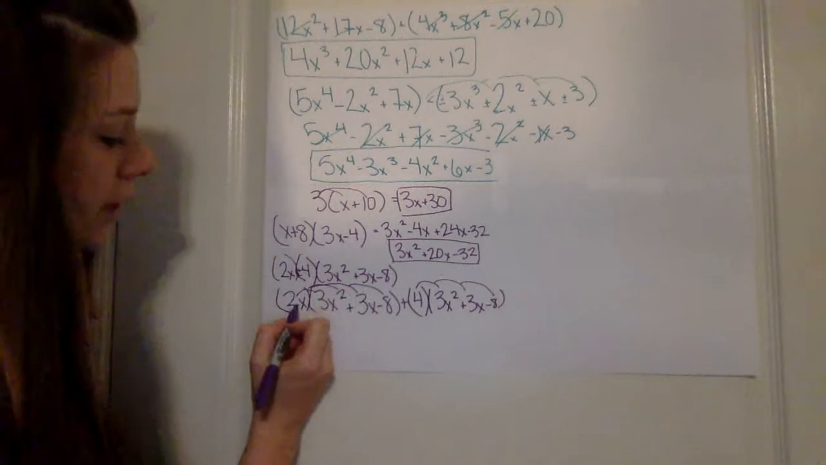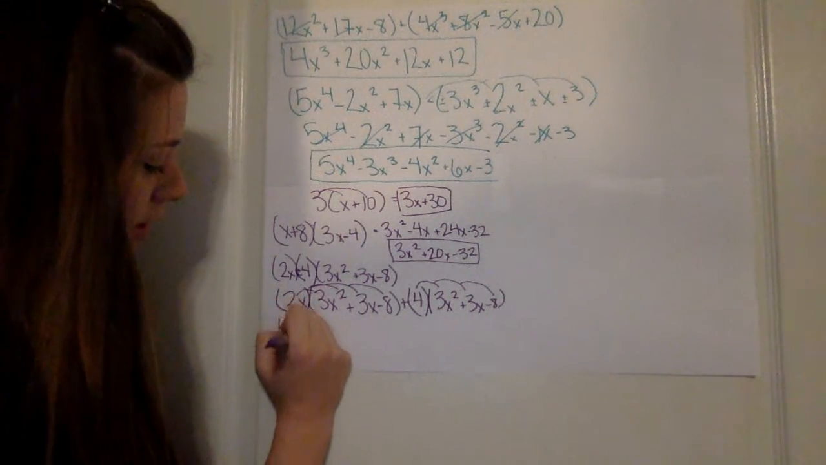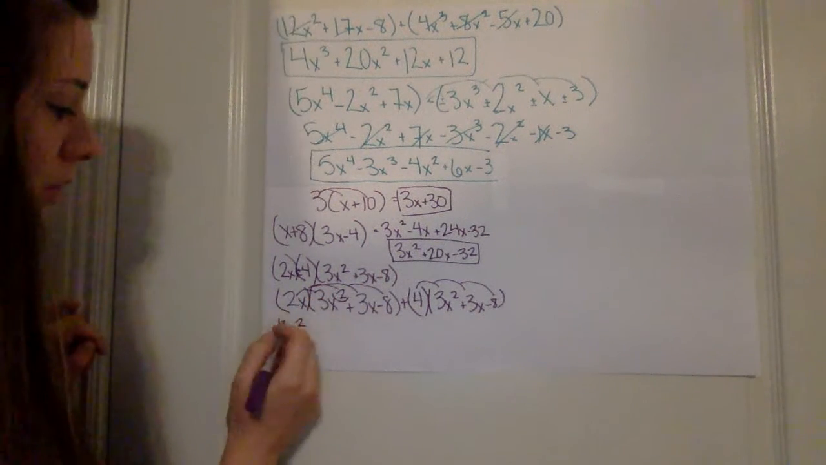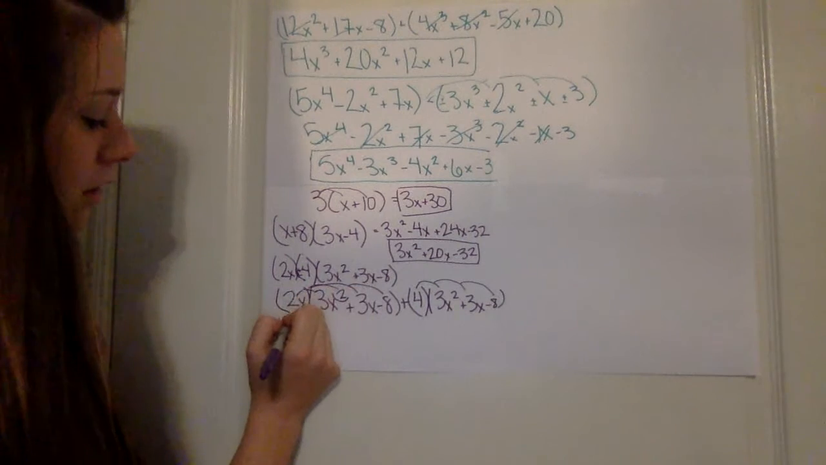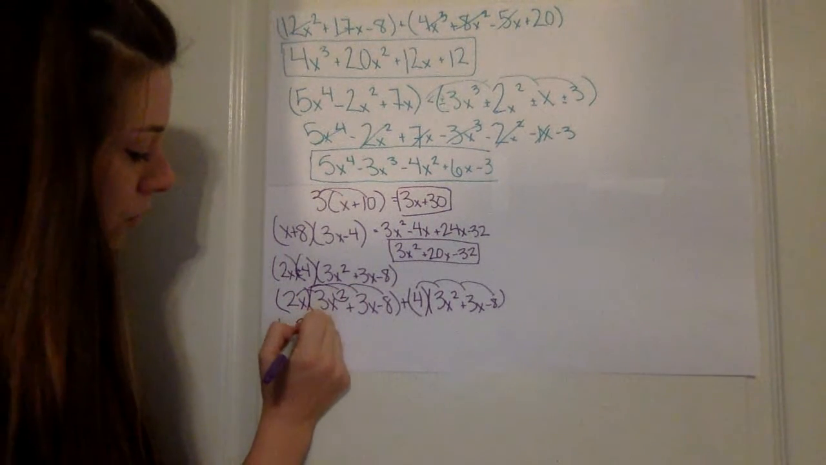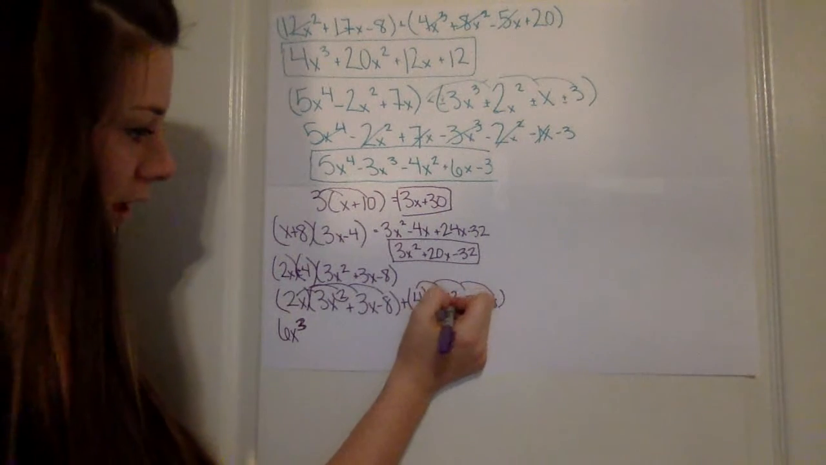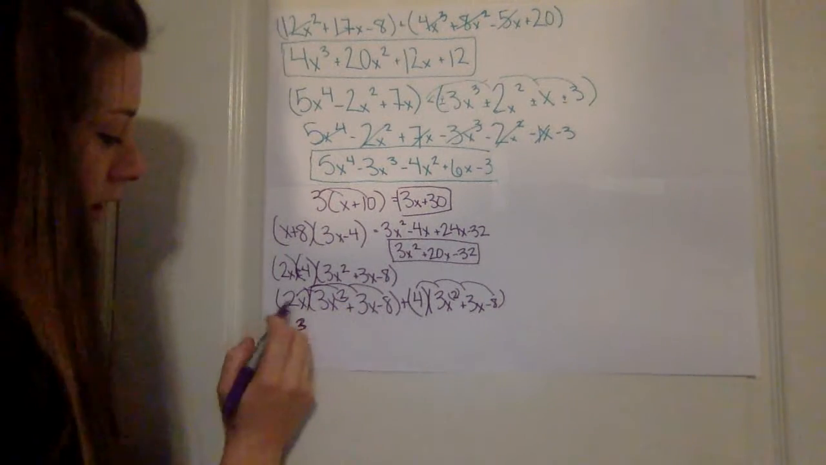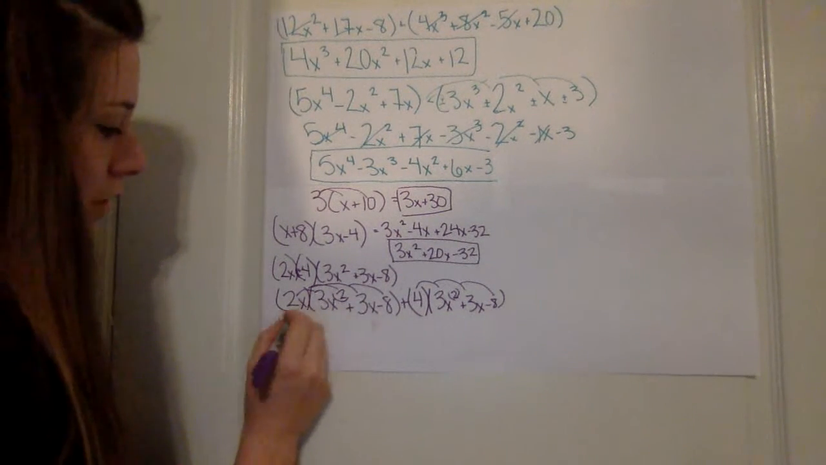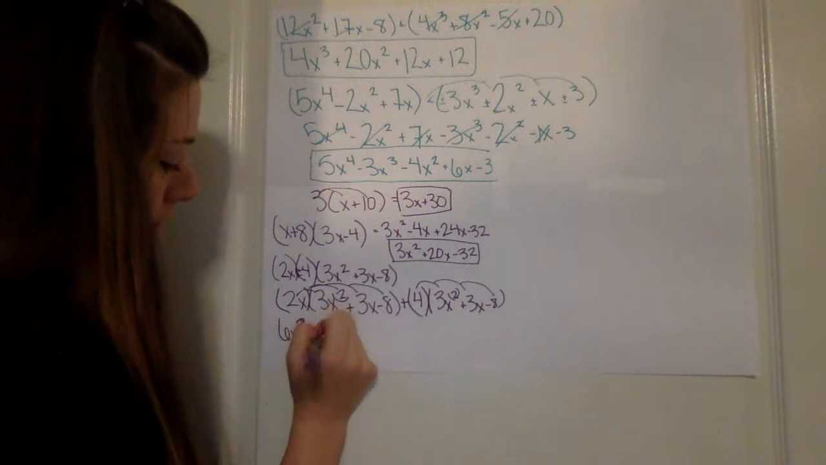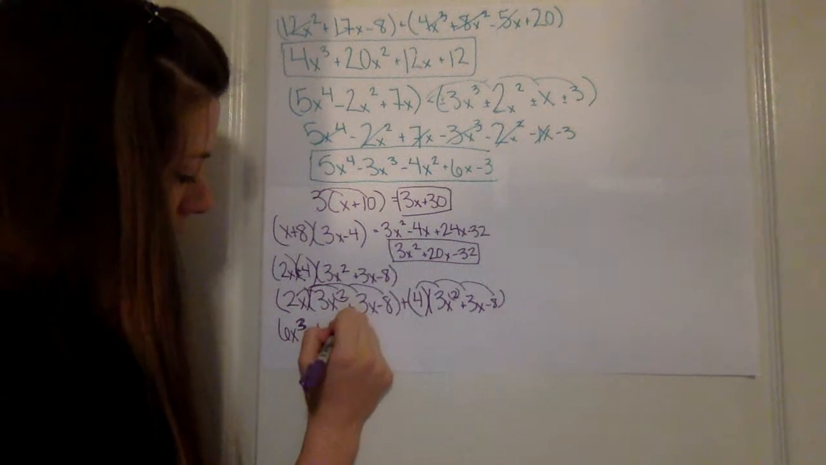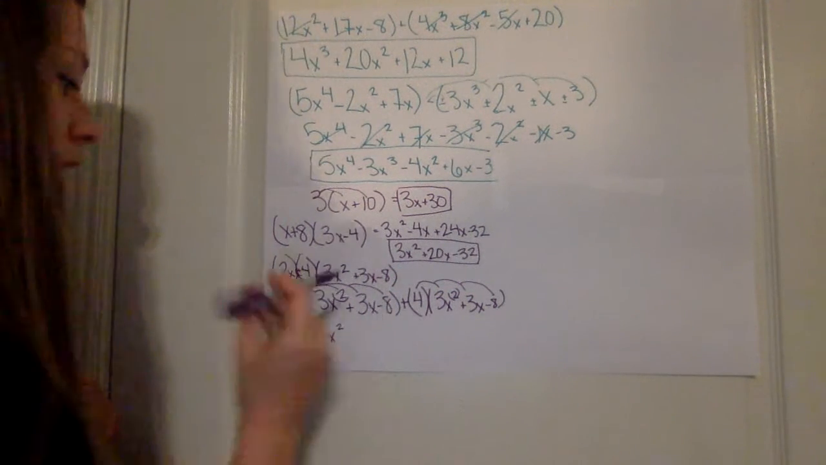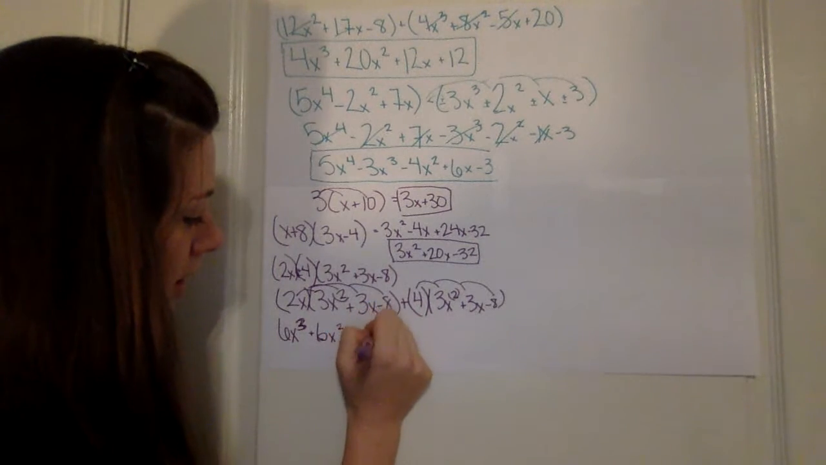So we have 2x times 3x squared, that gives us 6x squared. Oh, sorry, that's squared right there. I always miss those. So that would actually be 6x cubed. Okay, so we have 6x cubed, and then we do 2x times 3x, that would be positive 6x squared. And then we do 2x times negative 8 would be minus 16x.